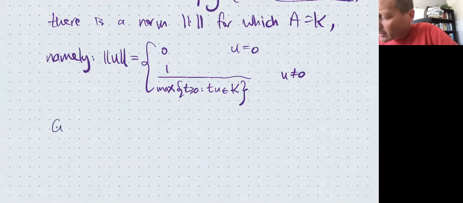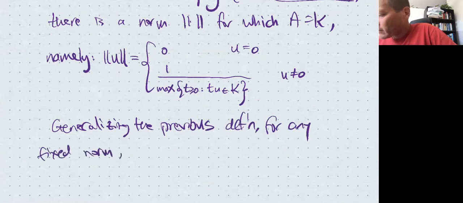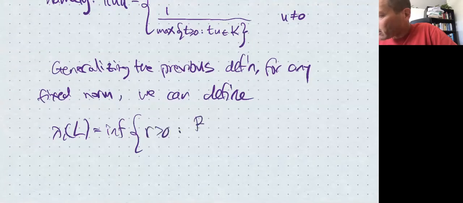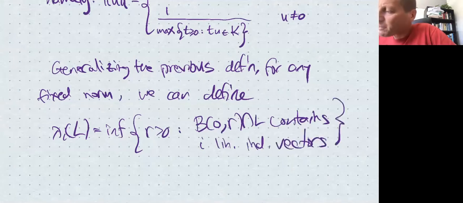And so generalizing the previous definition for any fixed norm, we can define lambda i of L as the inf of the positive such that, same definition that I had before, except now this ball is with respect to the given norm.